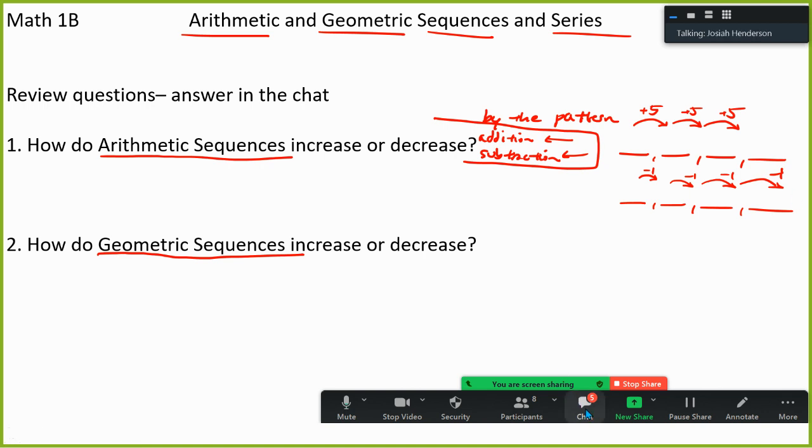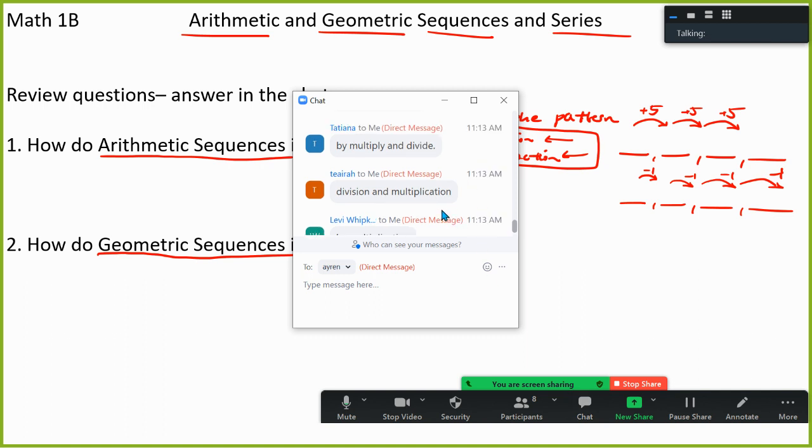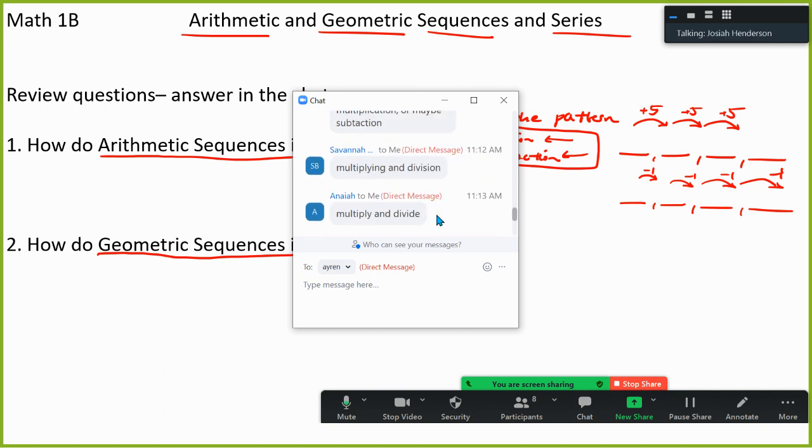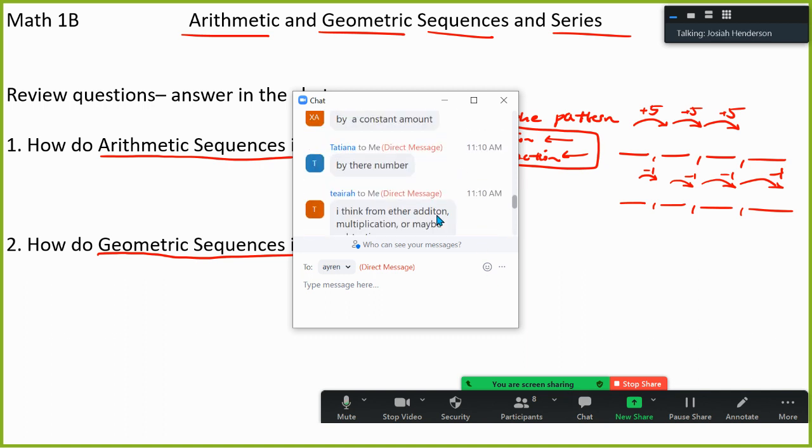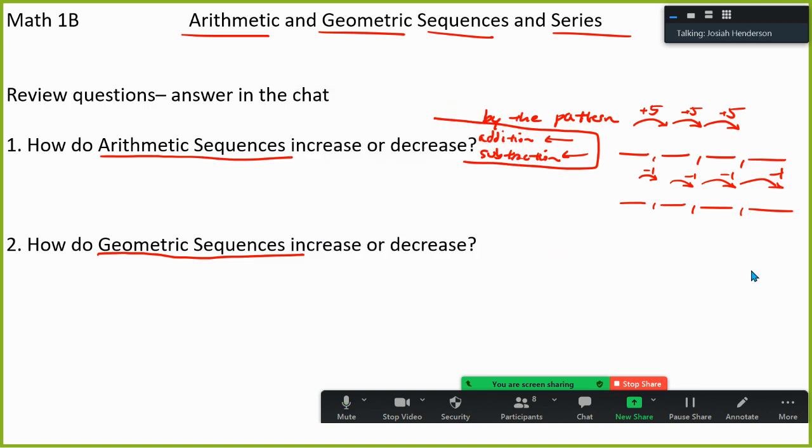Okay, I'm just going to do a quick scan to see who's here. Levi, thank you. And Tira, Tatiana, Anaya, Savannah. High five. Thank you, guys. And I'm seeing a lot of the keywords I was hoping to see as well.